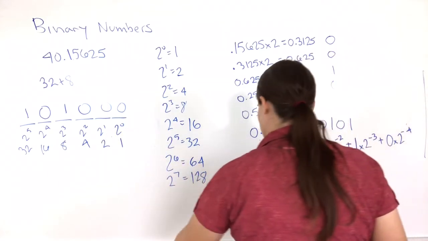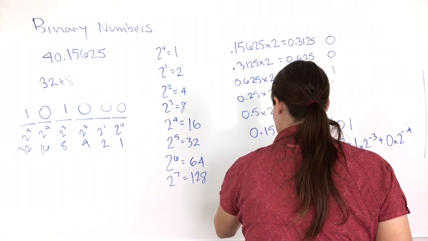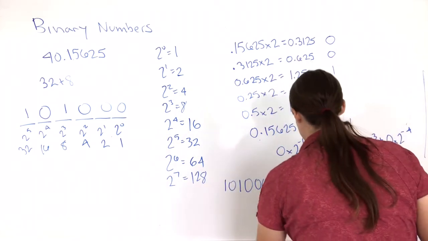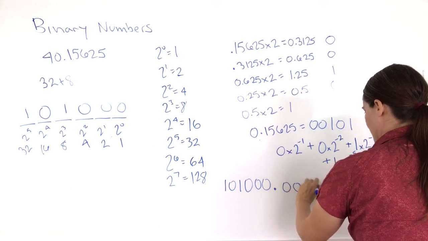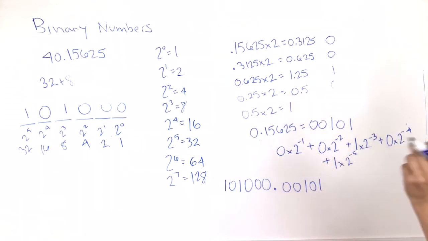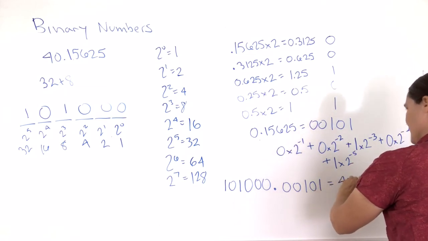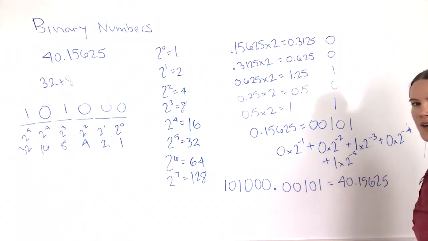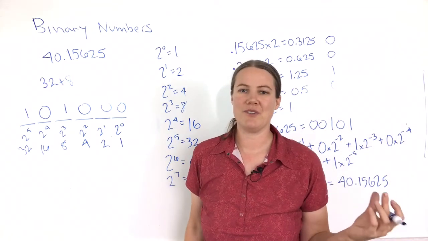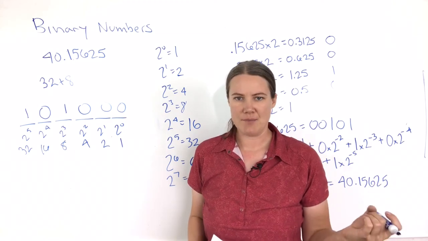So then the way you get the 40.15625 is just combine these two numbers. So we have 1, 0, 1, 0, 0, 0 for the 40, and .00101 for the 0.15625. So this is equal to 40.15625. You might be wondering why we would even want to know about binary numbers for writing code in C++.